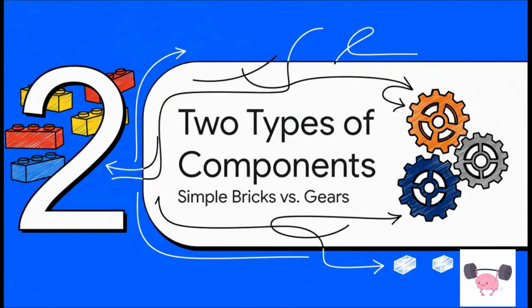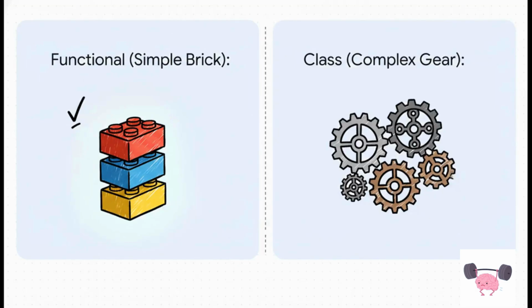But not all Legos are the classic 2x4 brick, right? You've got your simple, basic blocks, but you also have those complex, specialized gear pieces. Well, it's pretty much the same deal in the world of React. There are two main flavors of components. So on one hand, you've got functional components. These are your simple bricks. They're just plain old JavaScript functions, super easy to write, super easy to understand. This is the modern, standard way to do things now.